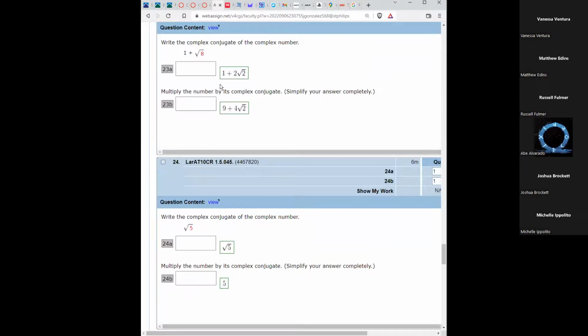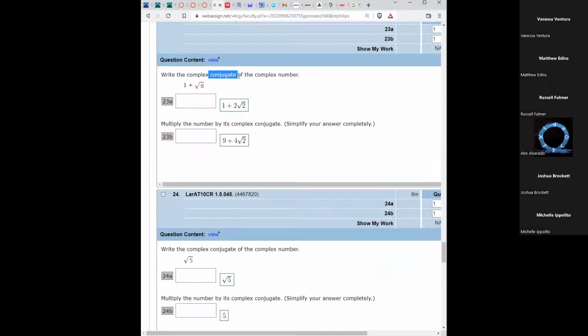Okay. We've talked about what a conjugate is already, so I think we should skip this, but just real quick, do you remember what conjugate meant?